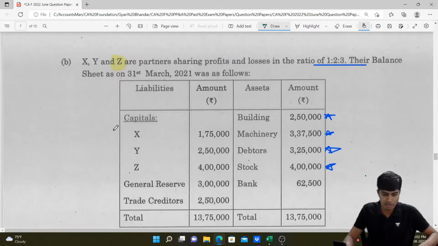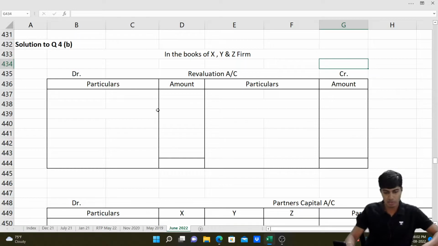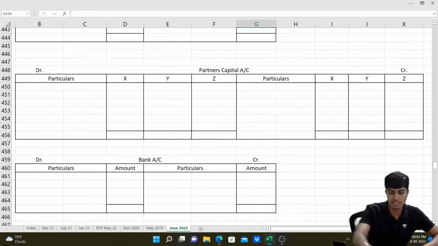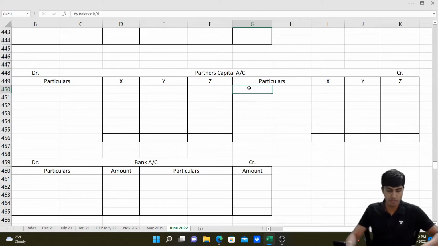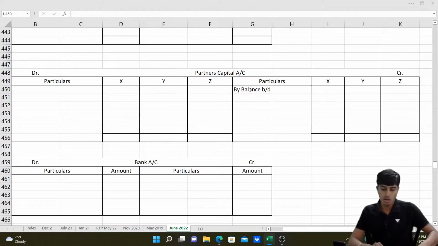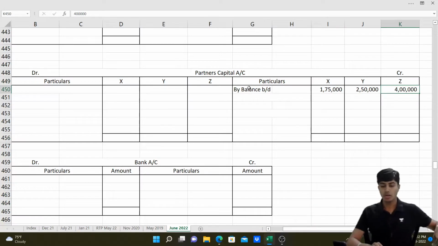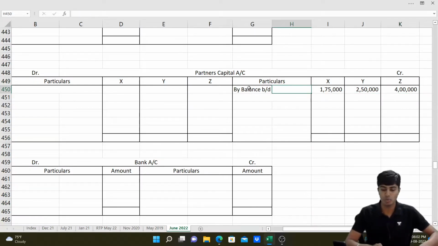We'll start with the capitals X, Y, and Z: 1,75,000, 2,50,000, 4 lakh. This will go to our capital account. So this is our revaluation. I'll come to partners capital account, and on the credit side, I would have to write by balance brought down. How much is X's share? 1,75,000. Y 2 lakh 50 and Z 4 lakh. So 1 lakh 75, 2 lakh 50 and 4 lakh rupees are the capitals.